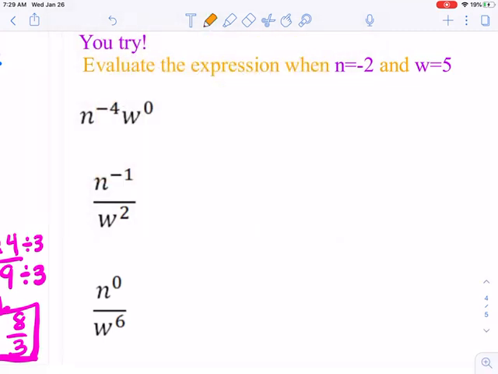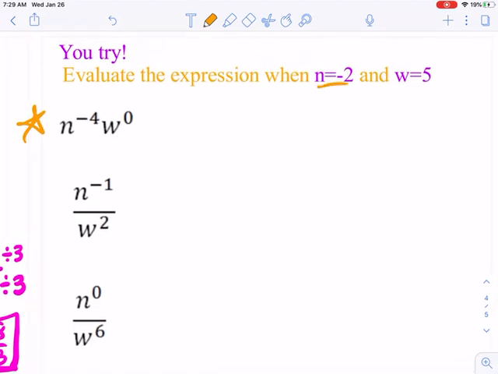So if we just look at this first one, again, we have to evaluate this expression when n equals -2 and w equals 5. So those are the values we're going to have to plug in. Again, I like to simplify before I actually plug values into my expression. So if I'm looking through here, I notice I have n with a negative exponent, right? That's the only one that has a negative exponent, so that's the only one that has to move. Currently, it's on the numerator of our fraction, so that has to go to the denominator.